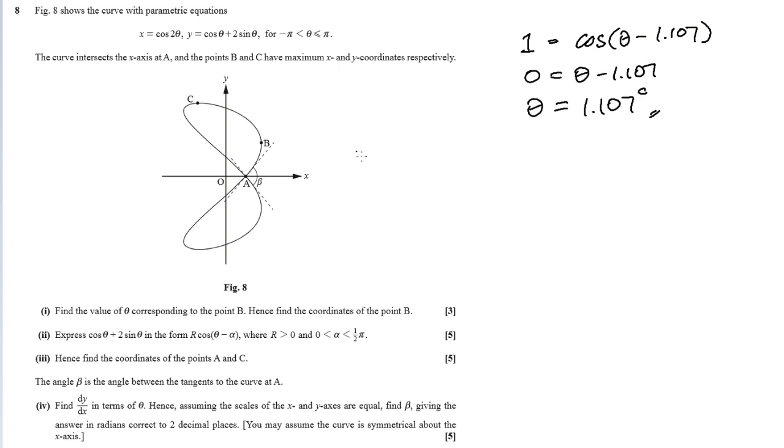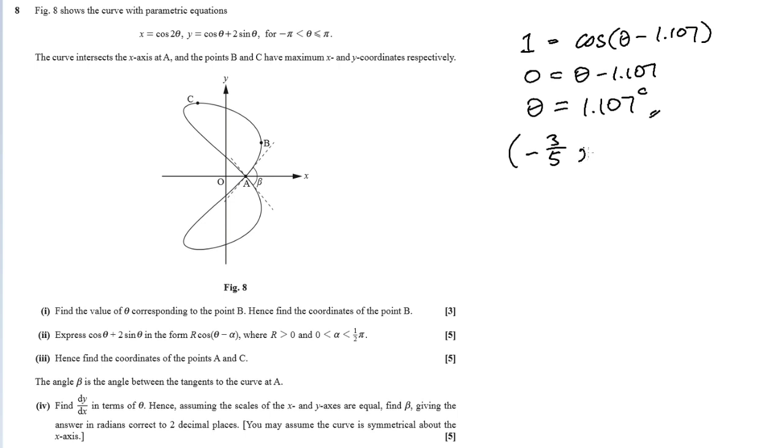With that in mind, we can find the value of x and y. Essentially plug it into the calculator. You should get, well, for the x value, you should get minus 3/5, which is also minus 0.6.